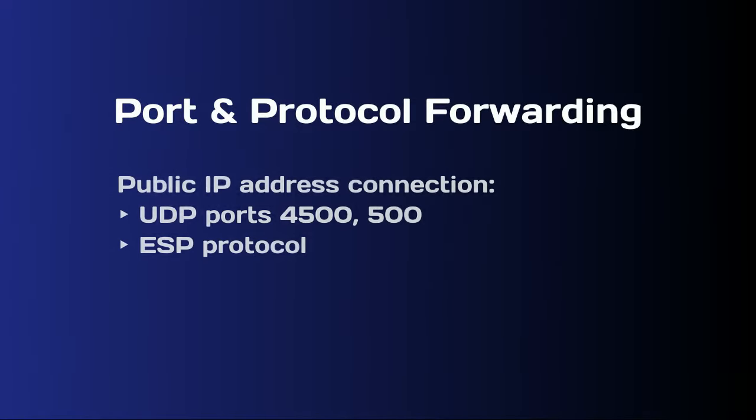If your nodes are connecting via public IP addresses used by their respective local networks, you will need to configure port forwarding to the node's internal WAN interface address for the UDP ports 4500 and 500. Protocol forwarding will also need to be configured to that address for ESP. Forwarding is not necessary if connecting via private IP addresses.